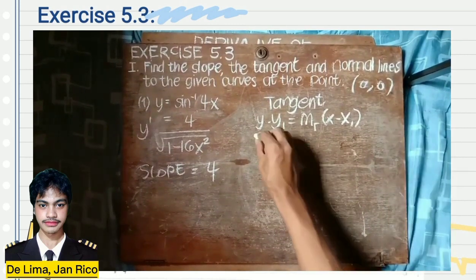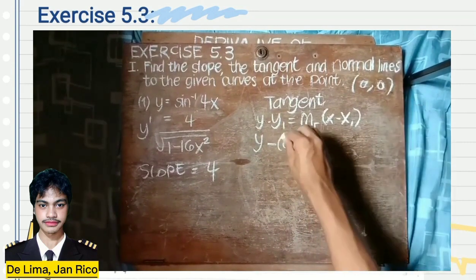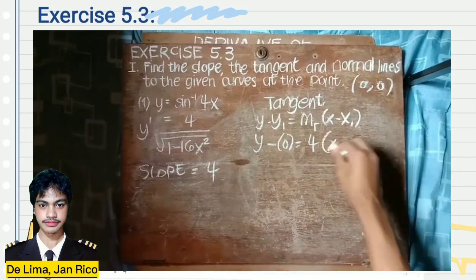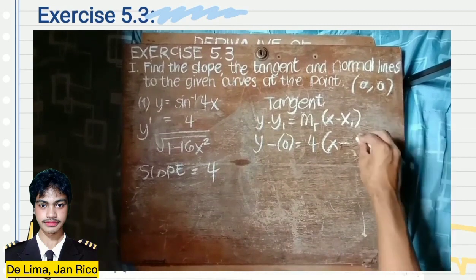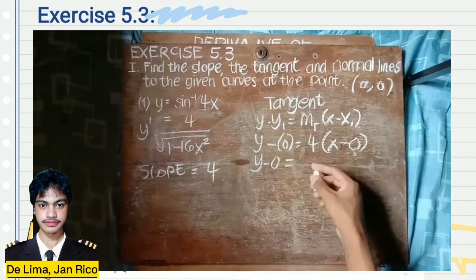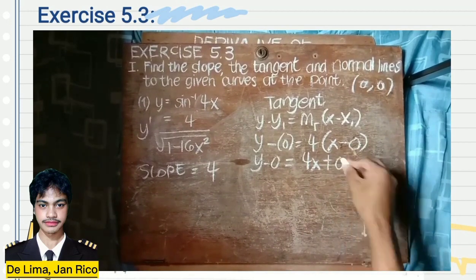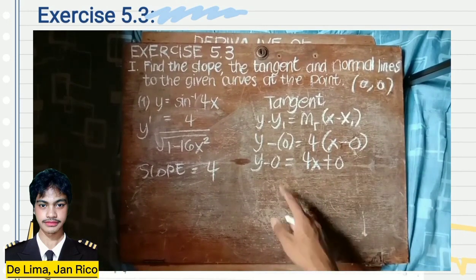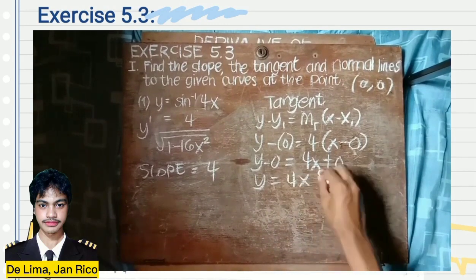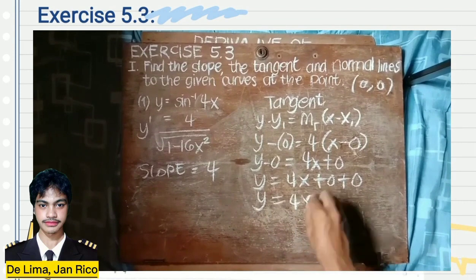Then, substitute. Y minus y sub 1, value ng y sub 1 is equals to 0, is equals to m sub t, or the slope is equals to 4 times x minus x sub 1 is equals to 0. Then, multiply. Y minus 0 is equals to 4 times x is equals to 4x. And 4 times 0 is equals to 0. Then, ang gagawin naman natin dito is, ililipat natin itong 0 dito. So, magiging y is equals to 4x plus 0 and plus 0. So, this will be y is equals to 4x.